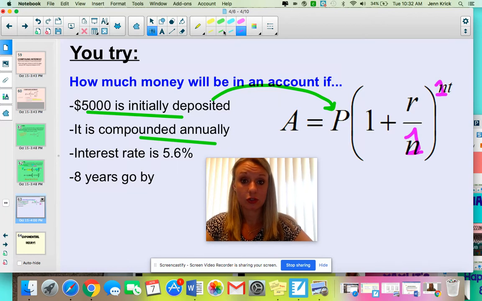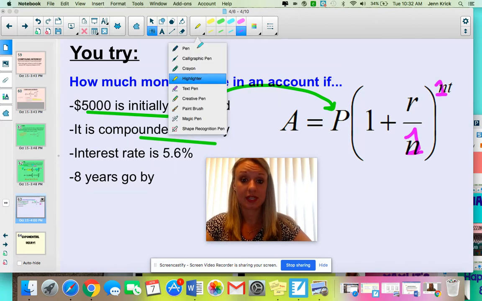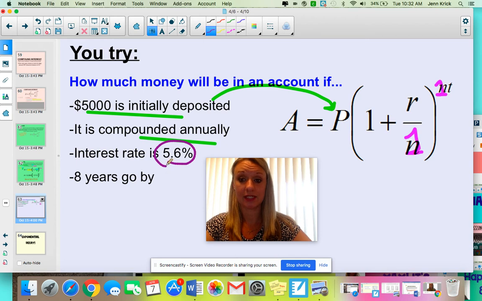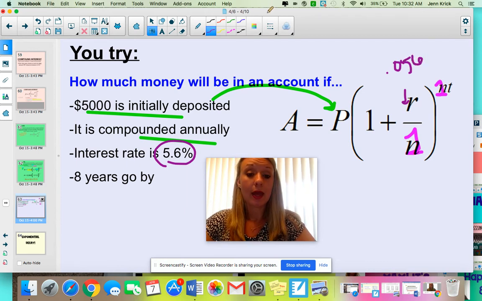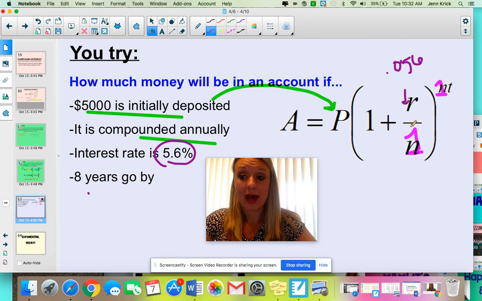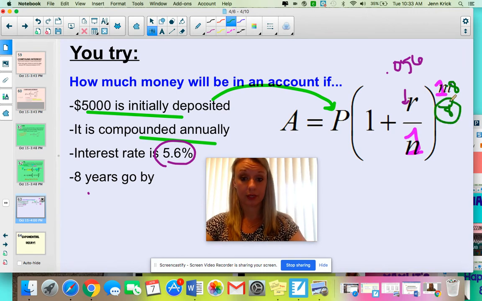If the interest rate is 5.6%, I know that I'm going to have to express that as a decimal for my rate, okay? And that'd be 0.056. Let's pretend that that actually looks nice. And then if 8 years go by, I know that that's going in for T, so I would multiply 1 times 8, and then my exponent would just be 8. Okay, and then you can just go in and simplify.